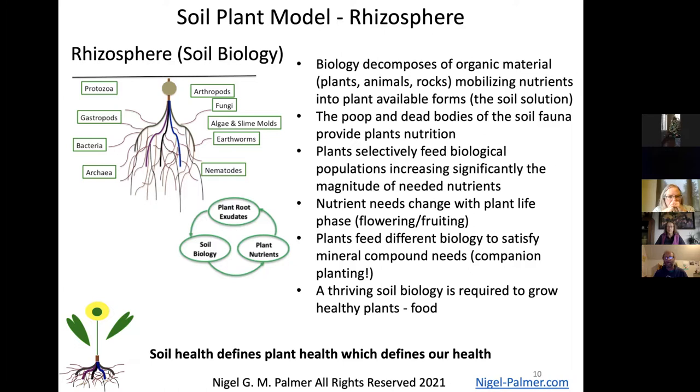You cannot grow healthy plants unless you have the minerals that the soil needs and you have the biology that the soil needs in order for it to grow those healthy plants. And so the soil health is really defining plant health, which is defining our health. And this is why this plant soil model is so important. We have to understand that in order to grow healthy plants for ourselves, we need to have a healthy soil so that the plant can become healthy as well.